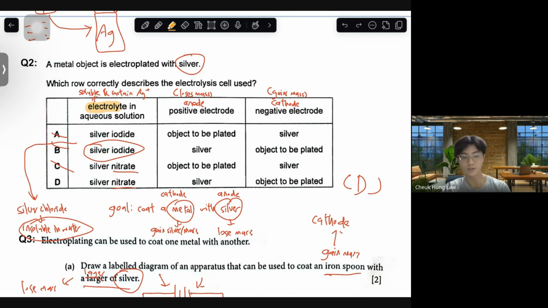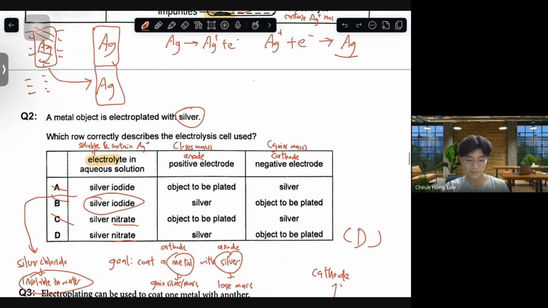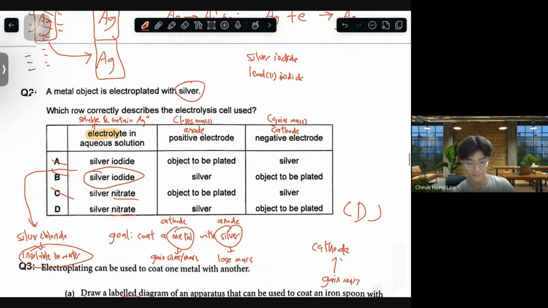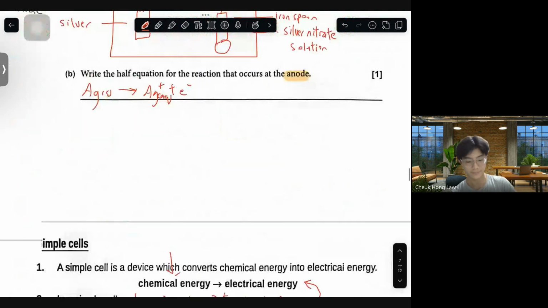Silver iodide is insoluble in water. There are only two insoluble iodides: silver and lead. You have to remember your solubility table for chloride. Silver chloride and lead(II) chloride are both insoluble, so it's the same for iodide. The rest are soluble.